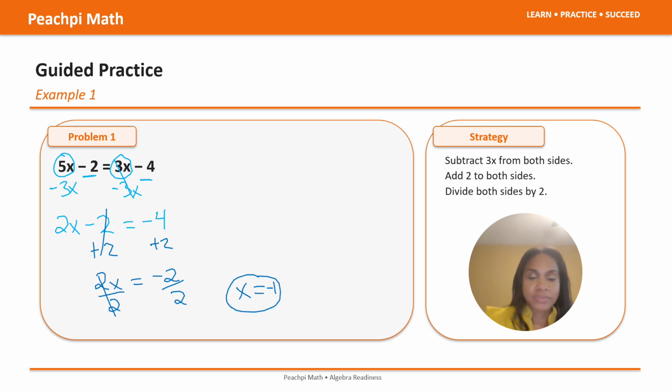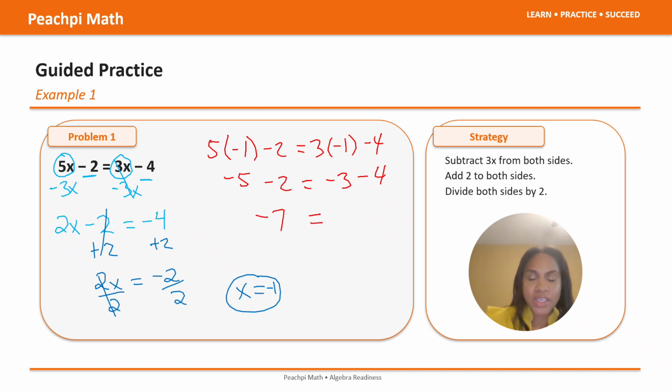Let's check it. Plugging it in, 5 times negative 1 minus 2. And you can do this mentally if you want, but I like to show it. 5 times negative 1 is negative 5 minus 2. 3 times negative 1 is negative 3. Bring down that minus 4. Negative 5 minus 2 is a negative 7 equals negative 3 minus 4 is negative 7. So it checks out. So my answer is x equals negative 1.